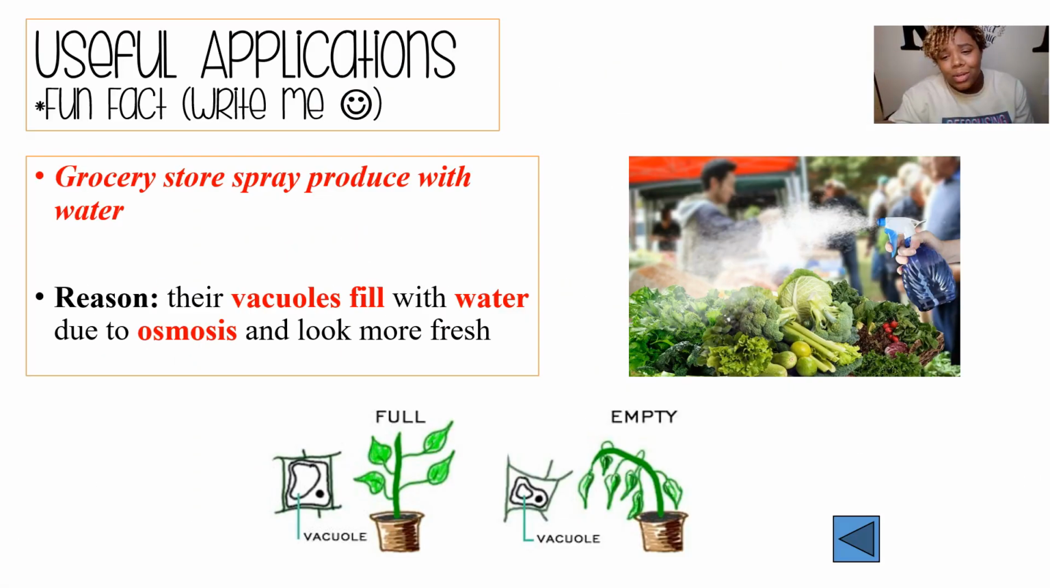This last one, ooh, I really want you to write this down. Okay, fun fact. Have you ever went to a grocery store and they were misting the vegetables, or like they had the machine that like sprayed the water on them? Well, actually, they do this because the water is going to fill the vacuoles, and due to osmosis, of course it's going to make them look fresh. So here it is right here. This is a full vacuole, and here the vacuole is not full. So they do that so that the vegetables can look more fresh. Make sure you write that down.